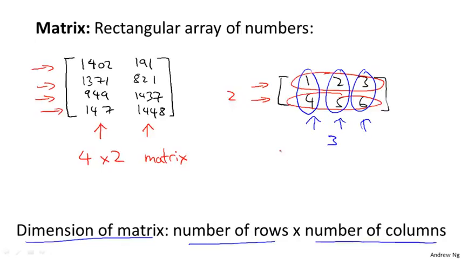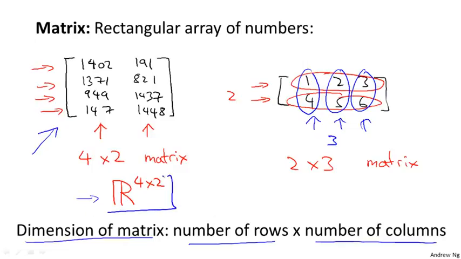So this second matrix, we say it is a 2 by 3 matrix, or we say that the dimension of this matrix is 2 by 3. Sometimes you also see this written out as R4 by 2 for the one on the left. Or concretely, people will sometimes say that this matrix is an element of the set R4 by 2. This just means the set of all matrices of dimension 4 by 2. And the one on the right is sometimes written as a matrix in R2 by 3. So if you ever see R4 by 2 or R2 by 3, people are just referring to matrices of a specific dimension.